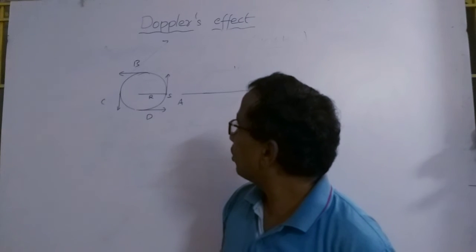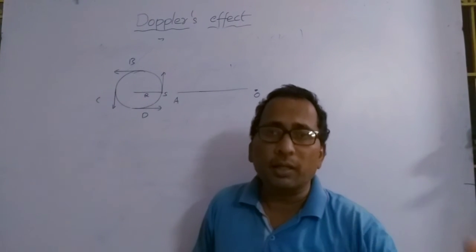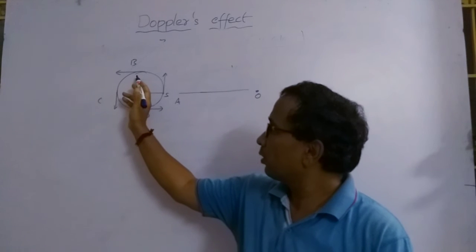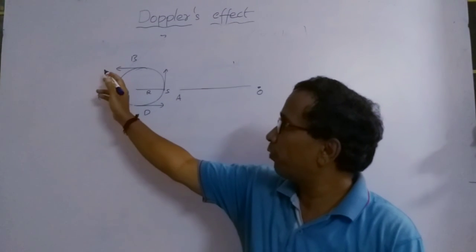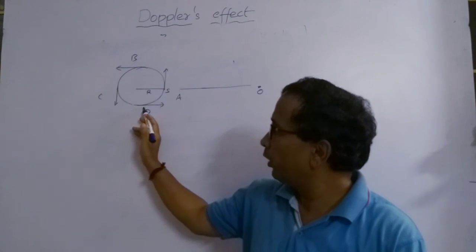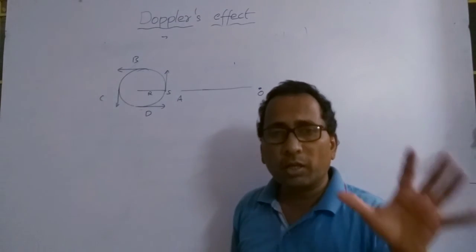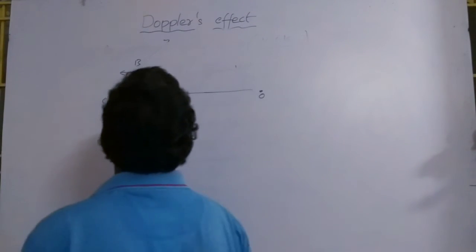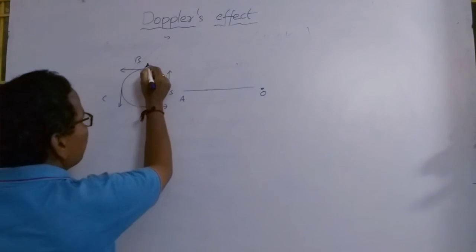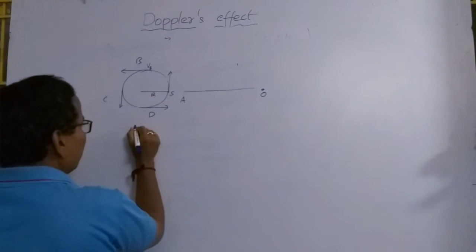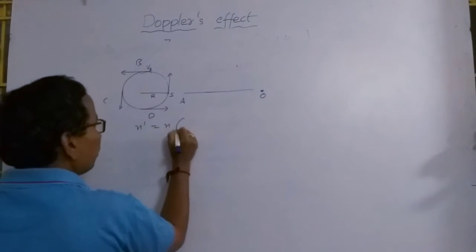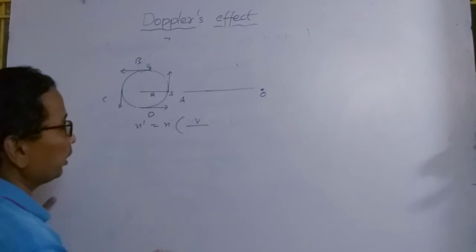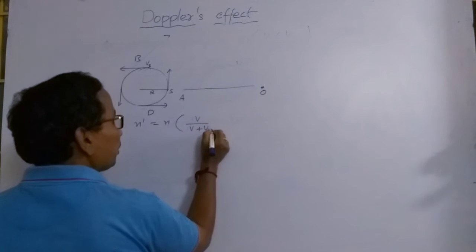If the source is at B and D, then there will be the Doppler effect. In this situation, the source is moving away from the observer here and moving towards the observer there. That's why you have to write the two formulas for two cases. The first case means the source is moving away from the observer. Then you can write n dash is equal to n into V by V plus Vs, since away means V plus Vs.